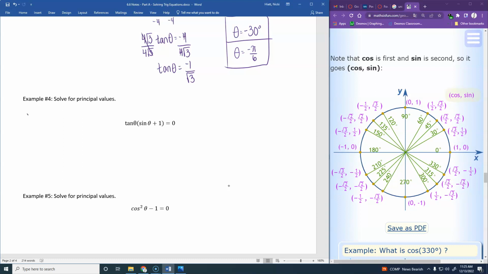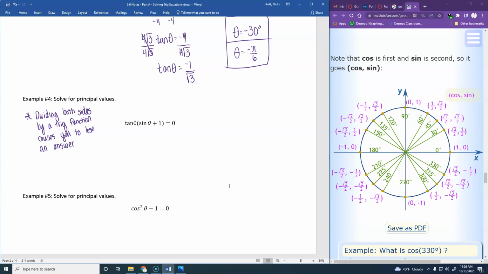So you may want to make yourself a note right here. Dividing both sides by a trig function causes you to lose an answer. That is an excellent idea.